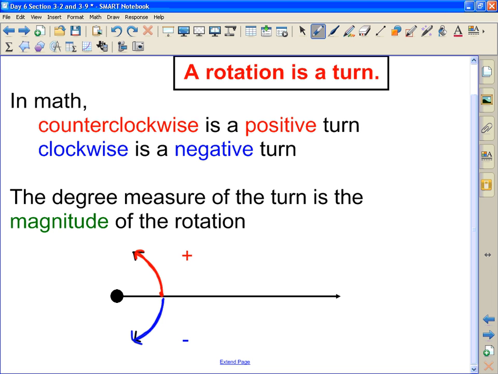For example, if you were rotating negative 40 degrees, you'd go the direction of the blue arc. A positive 40 degrees, you'd go in the direction of the red arc. The degree measure of the turn then is what is called the magnitude. So how many degrees you rotate it, that is your magnitude.